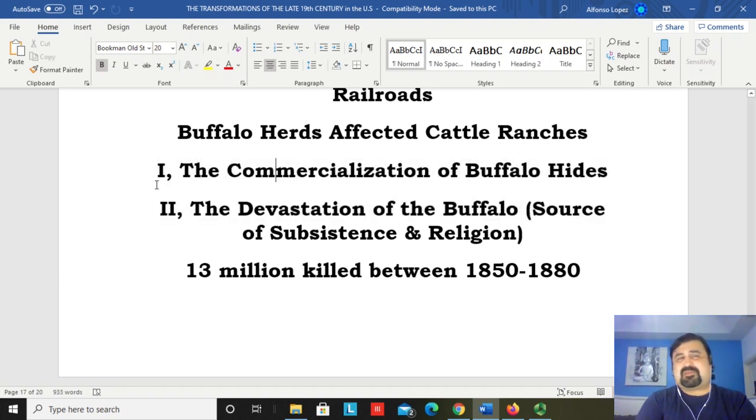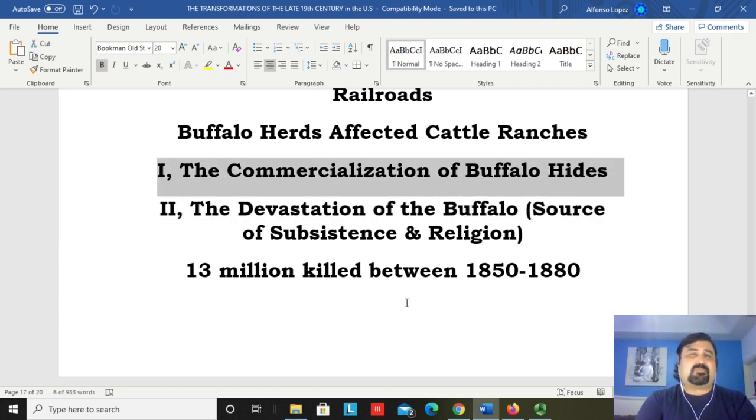So how that process came about is with the commercialization of the buffalo hide. In other words, the hide of the buffalo, or today we simply call it leather, in other words, leather products, for making things like coats and belts, boots, hats, and so on. So many different attires, many different clothing items and products made from the hide of the buffalo became very appealing, very attractive to Americans.